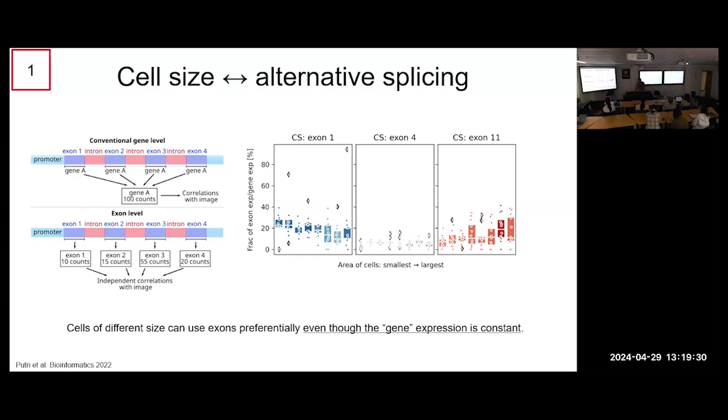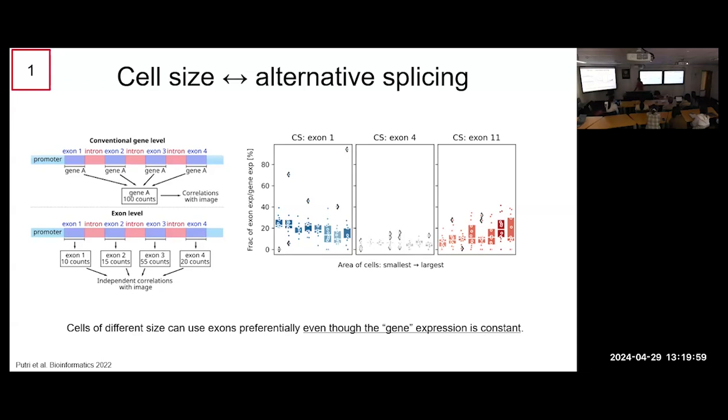And that's what we've done here. So basically, CS is an example of a gene, but there are many, as you'll see in a second, where even though the gene is evenly expressed across cell sizes, so small cells express as much as big cells, the actual exons that are being used are not the same. So small cells really like exon 1, so they start the transcription a little early, whereas big cells really like exon 11, meaning that they start later and then they also end later.